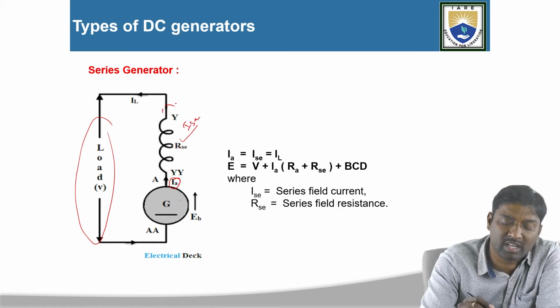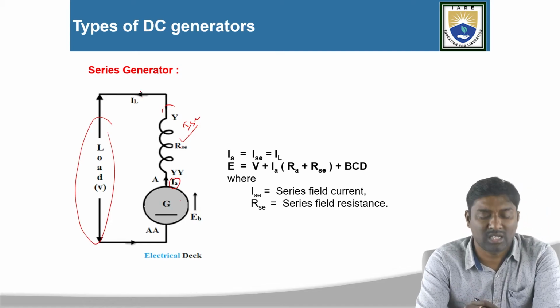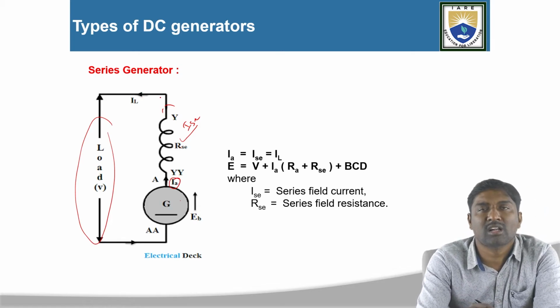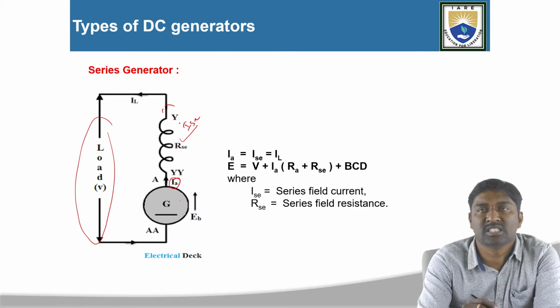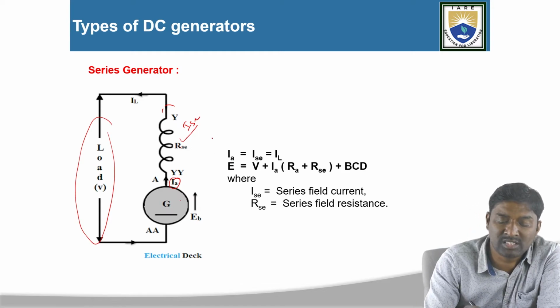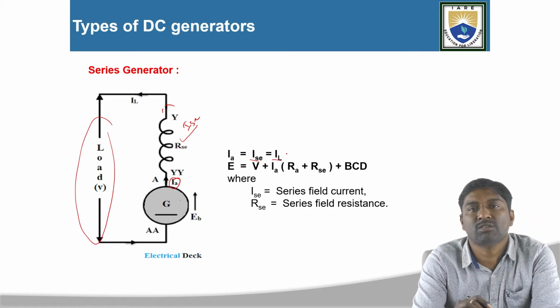The series field winding current is ISC, and also the load current IL. These three currents are all the same, because they are all connected in series. That's why IA is equal to ISC is equal to IL.